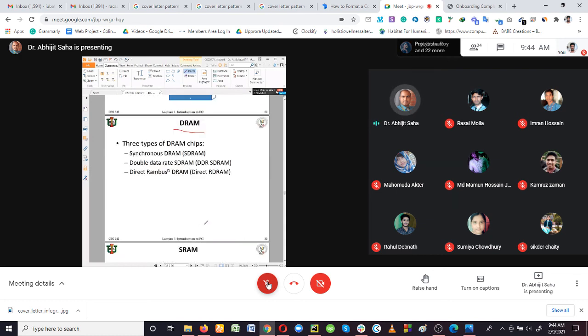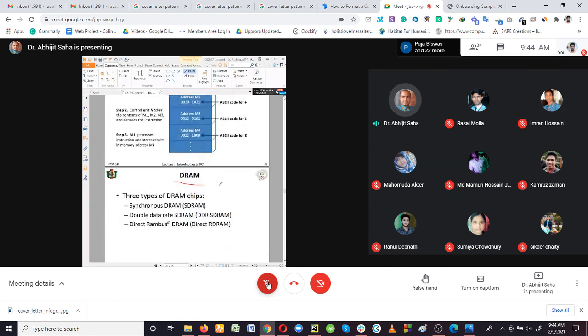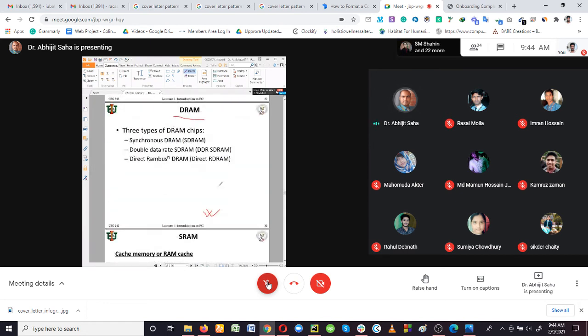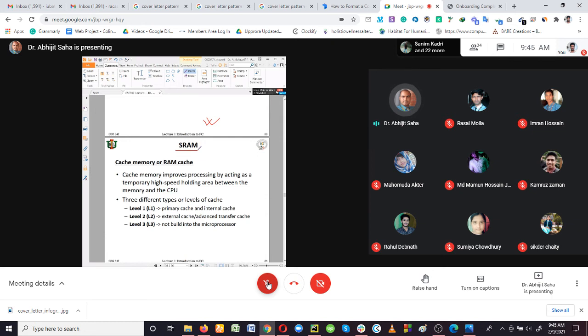Up to the DRAM we have done, right? As I said, SRAM and DRAM are the things we are going to discuss in detail later in the RAM chapter. Here we are only talking about cache memory, which is one of the SRAM we have in the computer system, inside the processor. I already talked about how the cache memory improves the operation of the CPU.